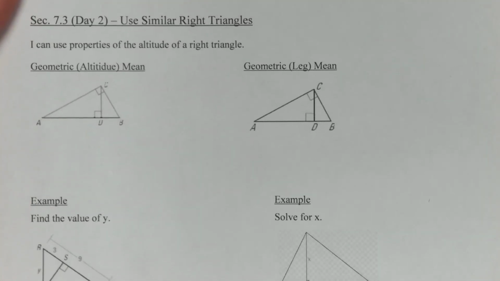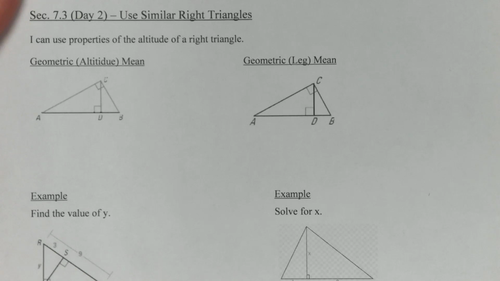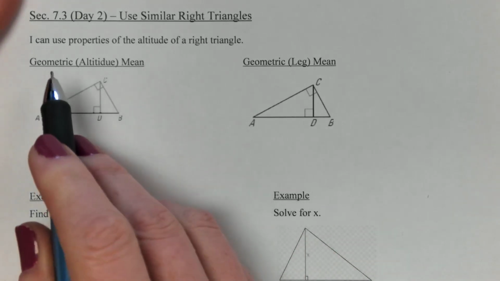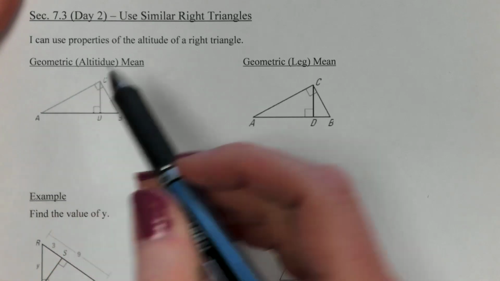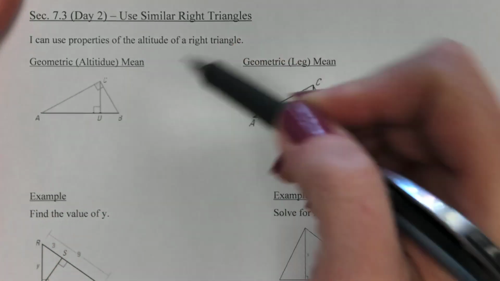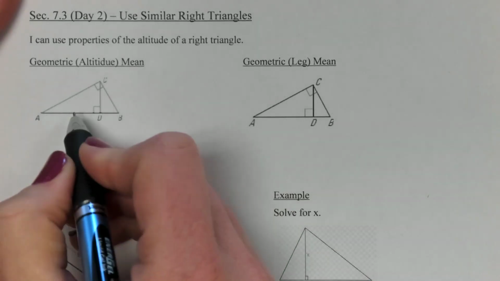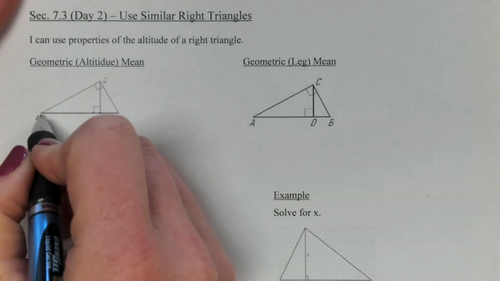But if you feel like you've got those down pretty good and you're maybe looking for a shortcut so you don't have to draw them every time, these are the 2 shortcuts we're going to show you. One is called the geometric mean using the altitude, and the altitude of the triangle is its height. The other one is the geometric mean using a leg of the triangle. So those 2 different proportions look like this.